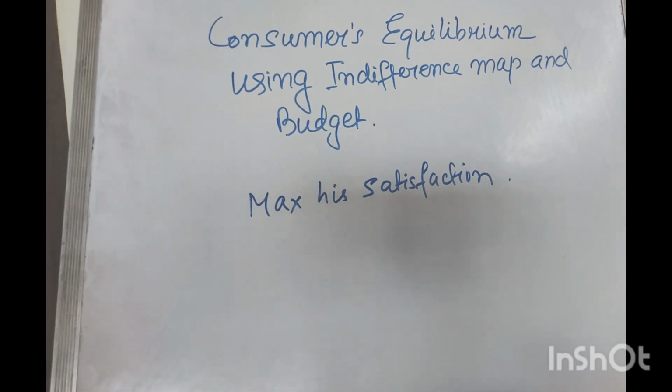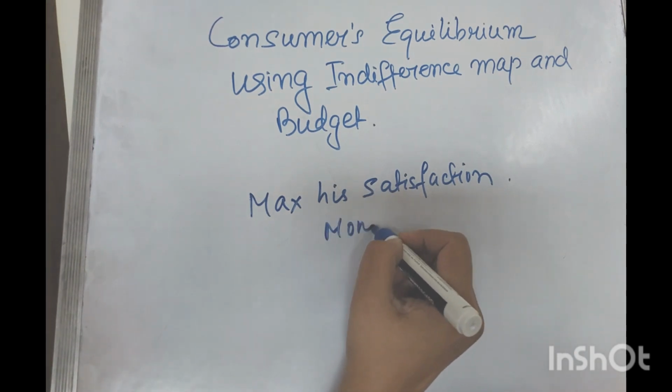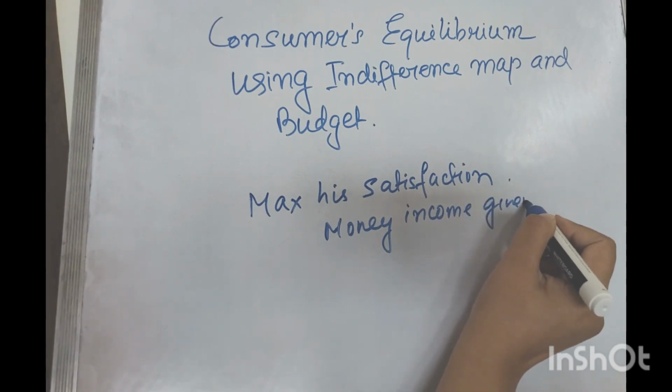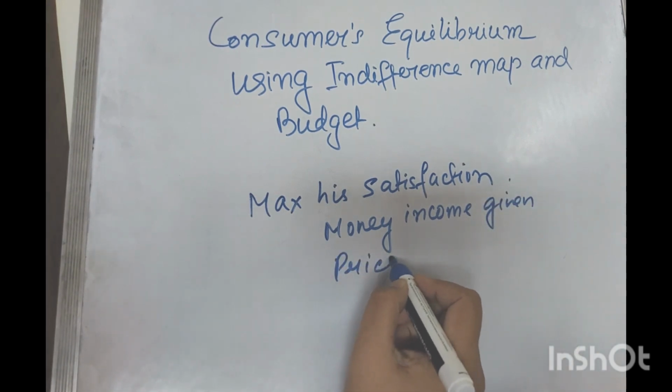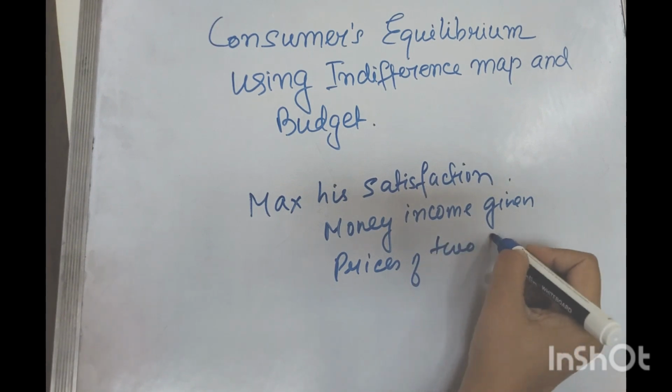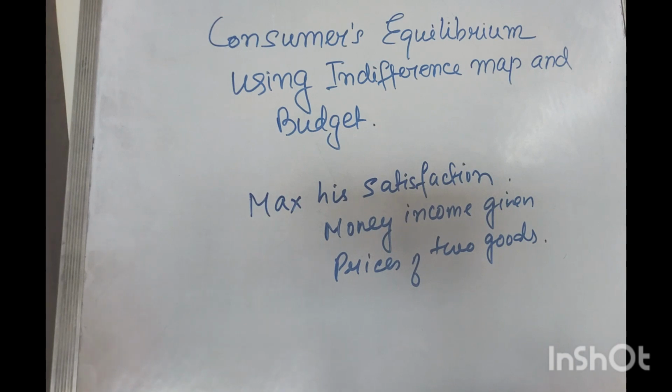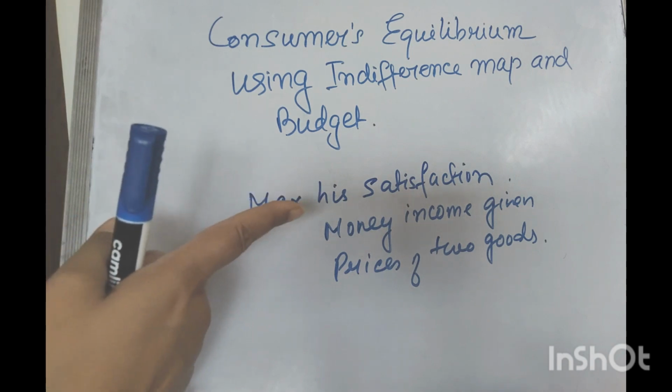Given his money income and the prices of the two goods, the point where the consumer will maximize his satisfaction is the consumer's equilibrium point.